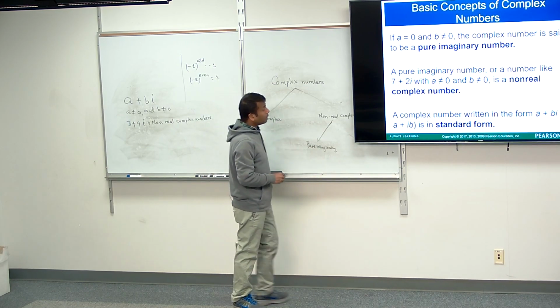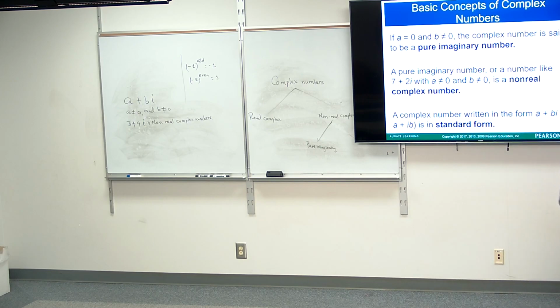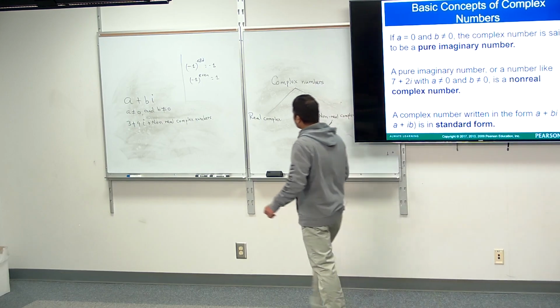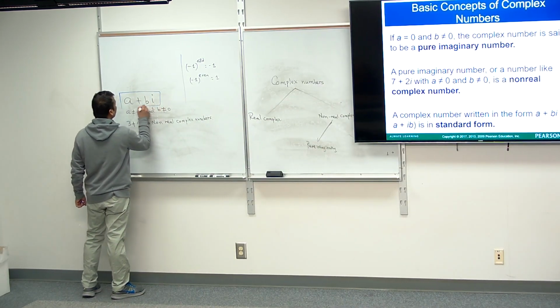Okay, so now if you have a complex number in the form of a plus bi, that is called the standard form. The standard form is this. So this is also called a standard form.